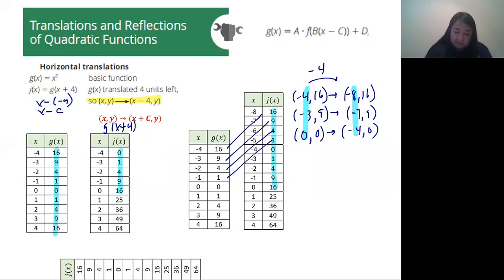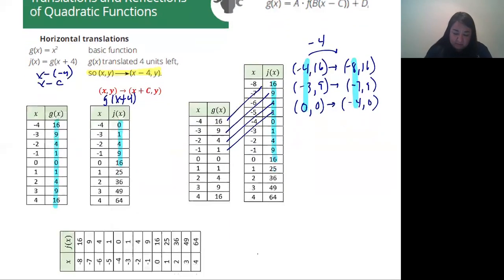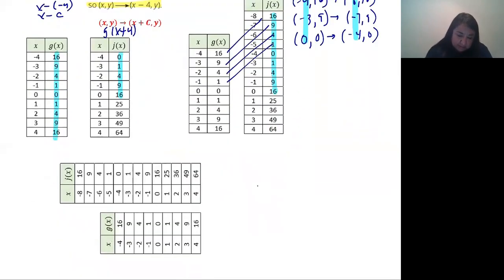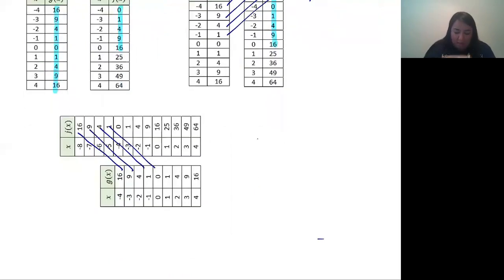If I lay down the table of values and kind of match them up like what I did here, it might be a little easier to see, because remember, our tables of values, x are side to side. These were vertical tables. So if I kind of lay these down, you can kind of see where you have a shift in our graph left 4. So it's kind of easier to see that way.